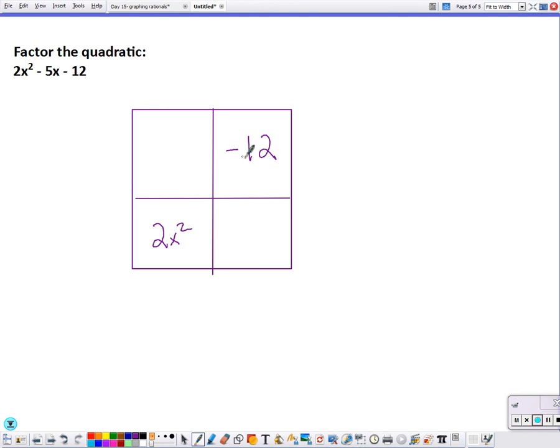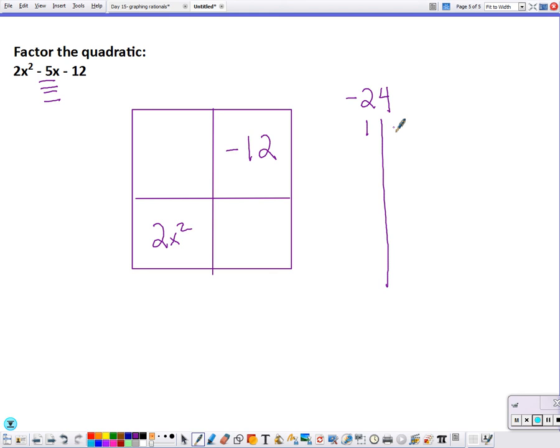The difference between this problem and the ones I did before is that I can't just come up with numbers that multiply to 12 and add up to 5. I also can't just stick x and x here because there's a 2x. So I'm going to hold off on putting anything on the dimensions of my box. What we need to do is 2 times negative 12 is negative 24. And we're going to make the factors again, but instead of doing it with 12, we're going to do it with negative 24. We still need to figure out what will add up to negative 5.